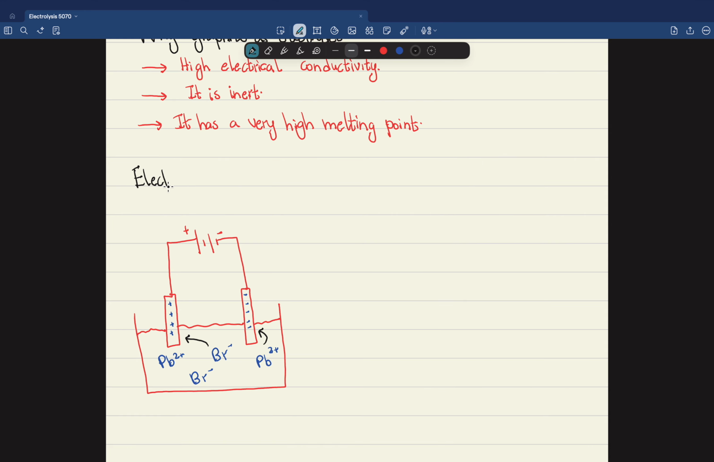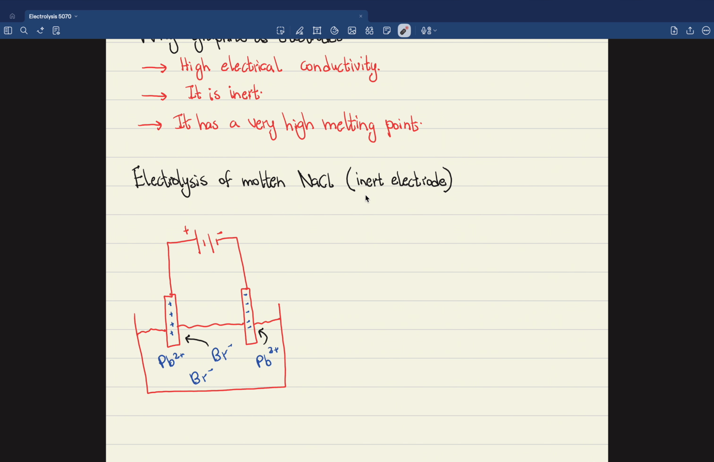Electrolysis of molten sodium chloride, molten NaCl, ठीक है? And again we'll use inert electrodes made of graphite, right? Inert electrodes. There is a case in your O-level syllabus which includes an electrode that is reactive, but that comes when we discuss the industrial application of electrolysis. You don't have to worry about that right now.